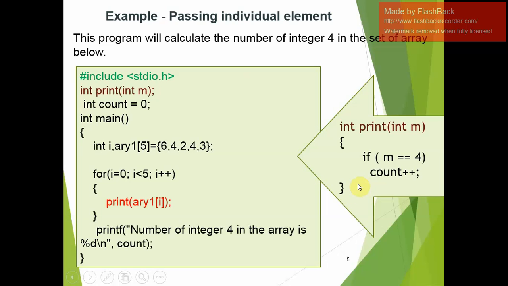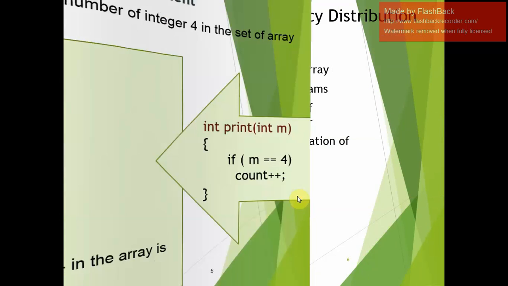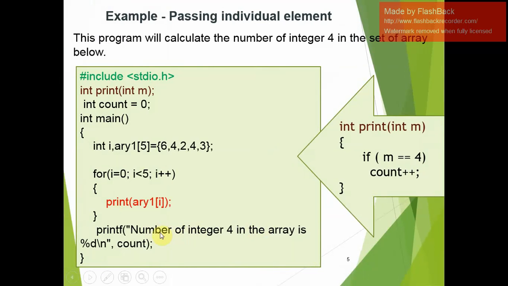Okay, so the number of integer 4 in the array is, so it will print the number of integer 4 in the array is 1, 2. So count will become 2 from 0. Where does 2 come from? Because each of these values will be passed to print to check. Is it the same as 4? Is it the same? If it is the same, we increase the value of the global variable. Yeah? Okay.